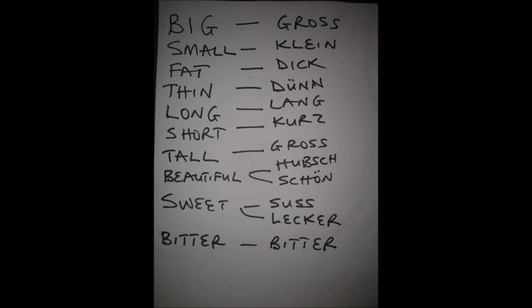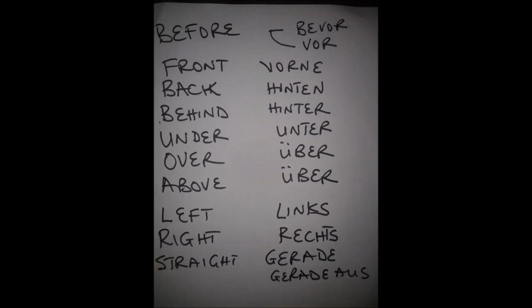Then bitter is bitter, no difference. Now, let's talk about some few words. Before in German is the same thing as English. Before is before, or you can say for. Then front. Front means vorne. It sounds like F, but it's V. Vorne.